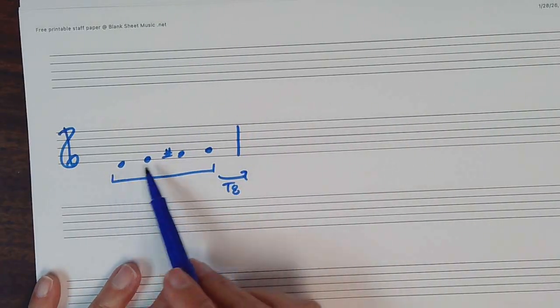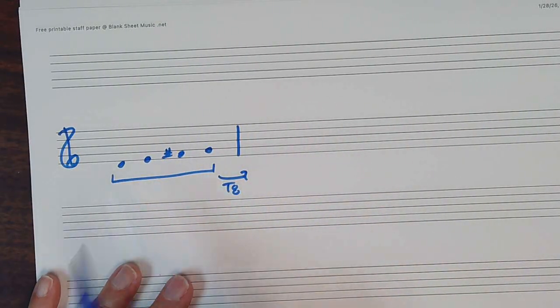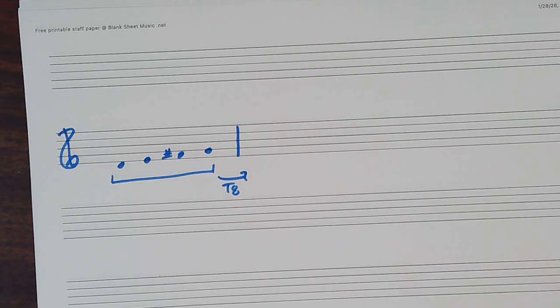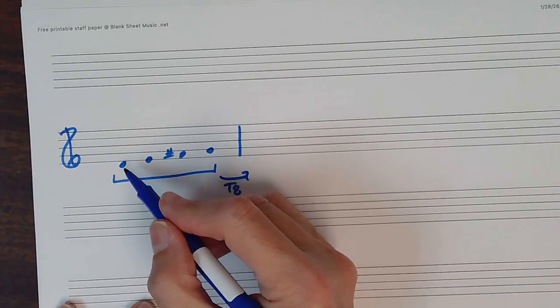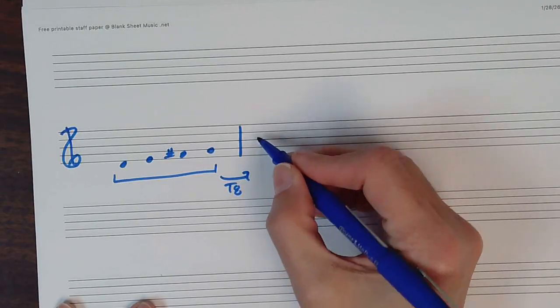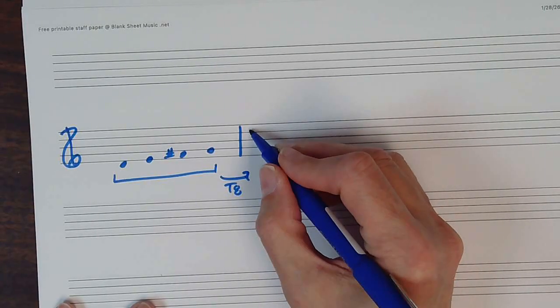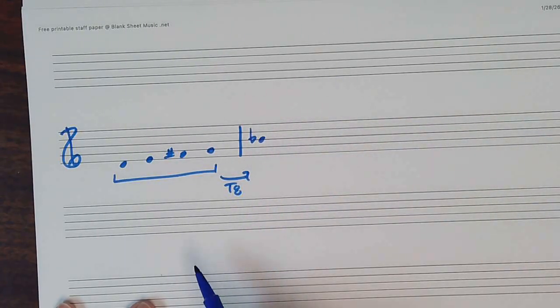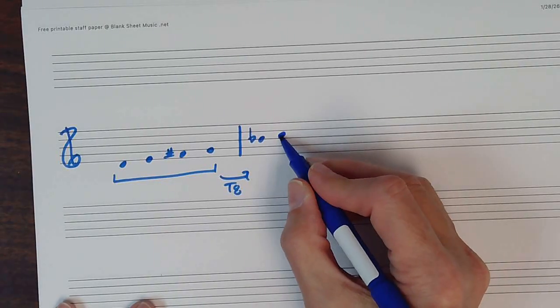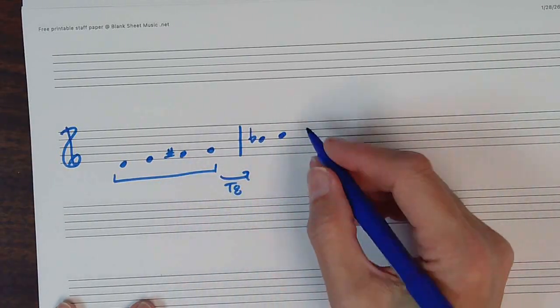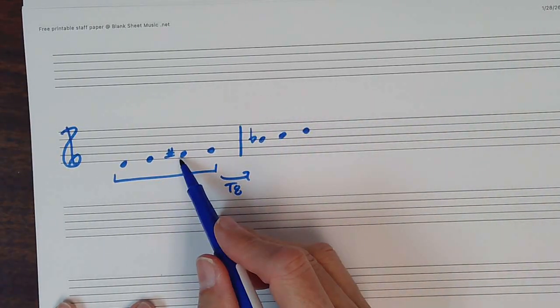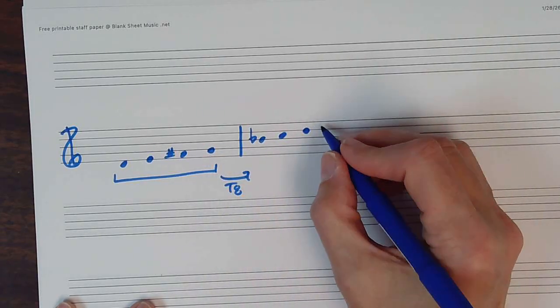means we add 8 half steps to each of these. Okay, do you remember that a perfect fifth is 7 half steps? So we can go up a perfect fifth to A and then an additional half step. And we'll get B flat. And then this is going to be C. And this is going to be D. And this is going to be E flat.